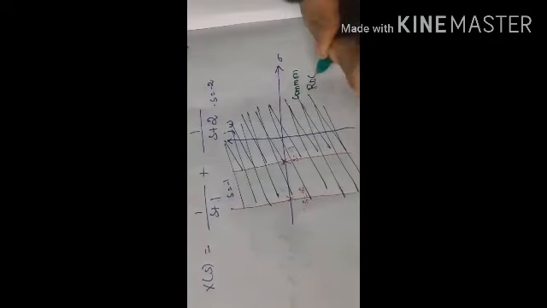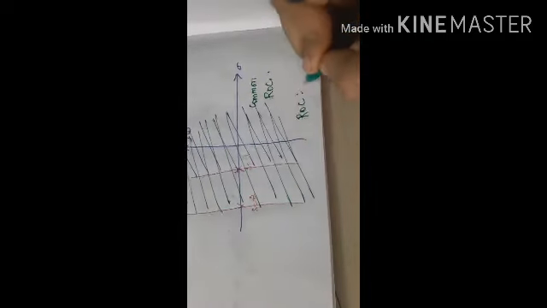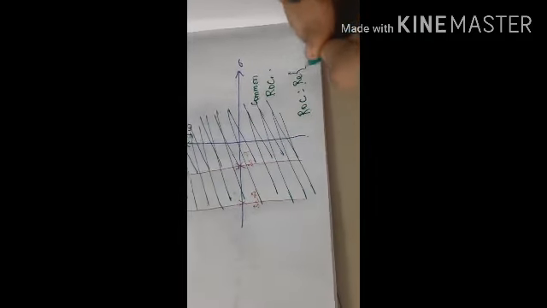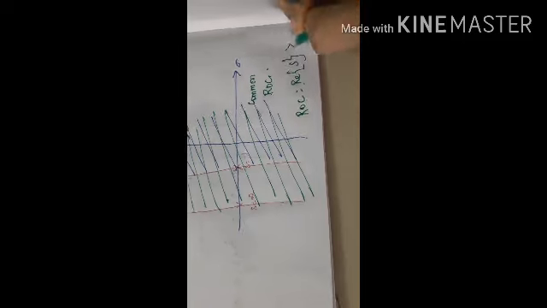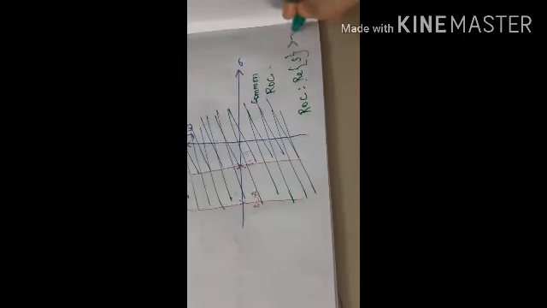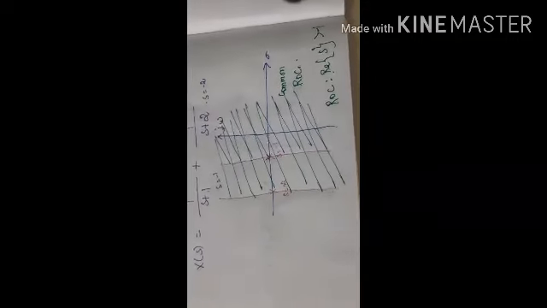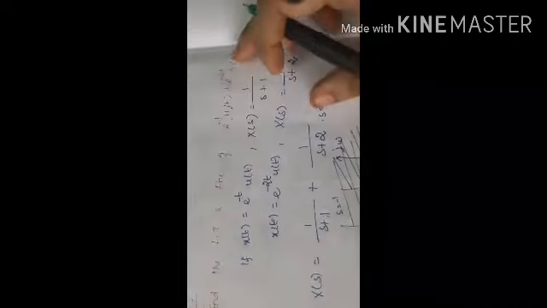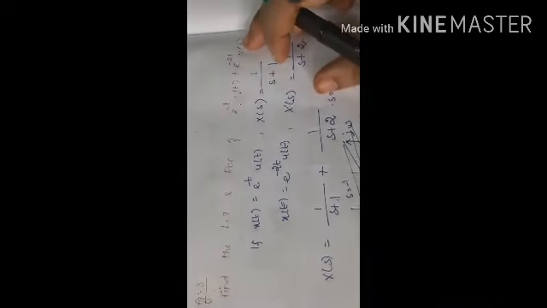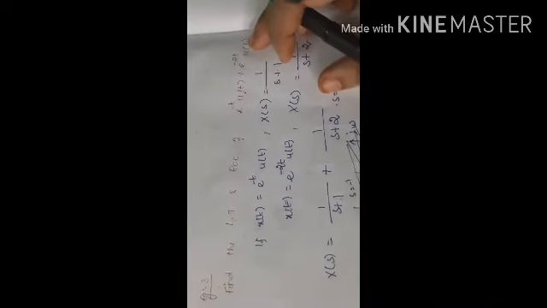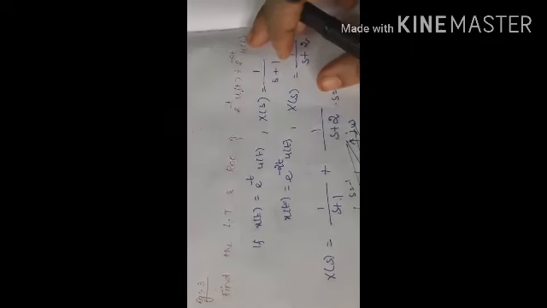Common region of convergence. So our answer will be the region of convergence, that is, real part of s greater than minus 1. This is the region of convergence for the summation of two exponential signals. Now we will see one more example in this session.